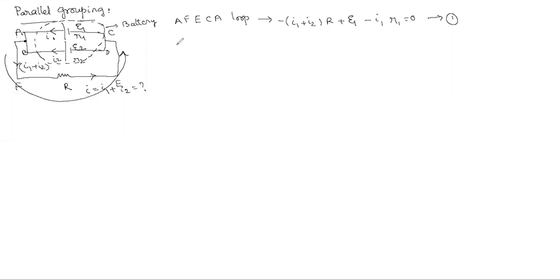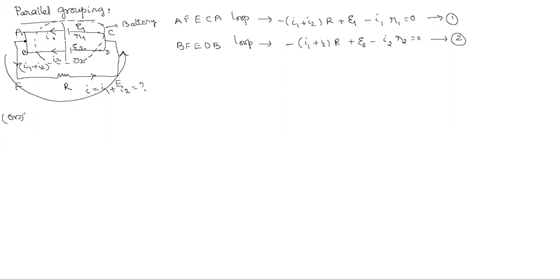And why don't you take another loop, B, F, E, D, B. Quickly tell. Minus I1 plus I2 into R, plus E2, minus I2 R2. Very good. Minus I2 R2 equals to 0. This is equation 2. Okay.